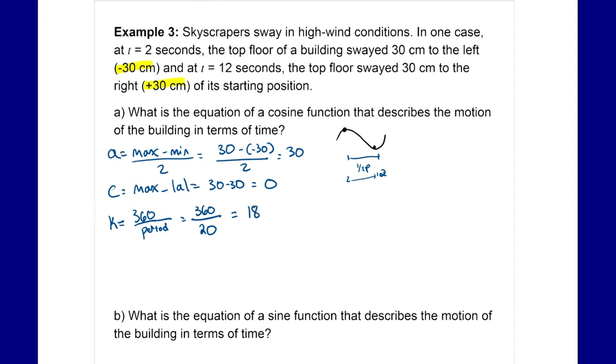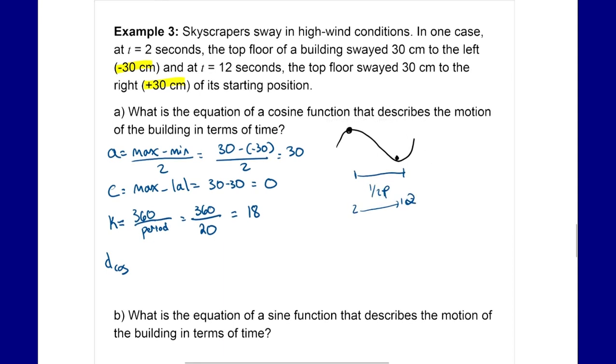Last but not least, we need our D value for the cosine. Now this one is a little bit more straightforward. Even though we don't have it, sometimes a visual might help. So let's just blow this one up a bit. If I'm looking for the D value for cosine, I'm looking for the horizontal distance it takes to get to this maximum. I do know that maximum occurs after 12 seconds.